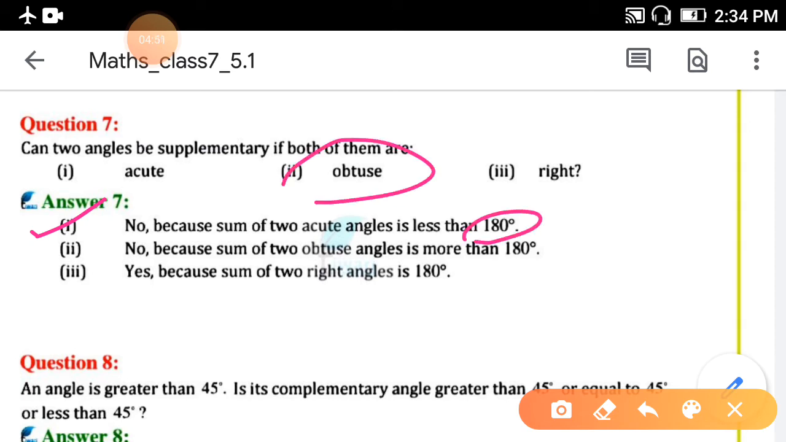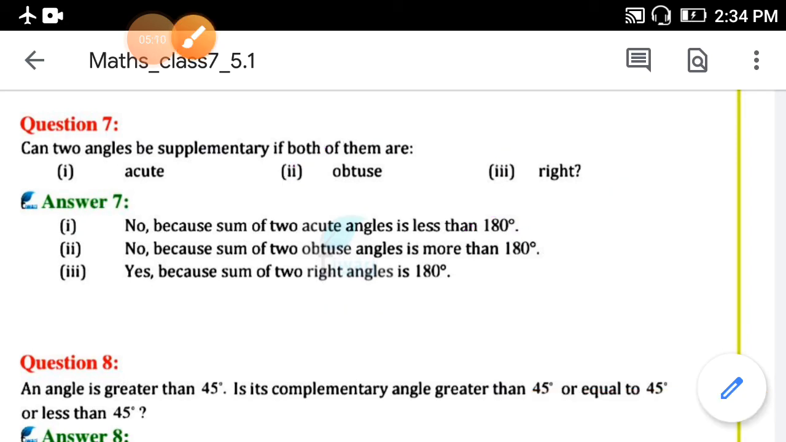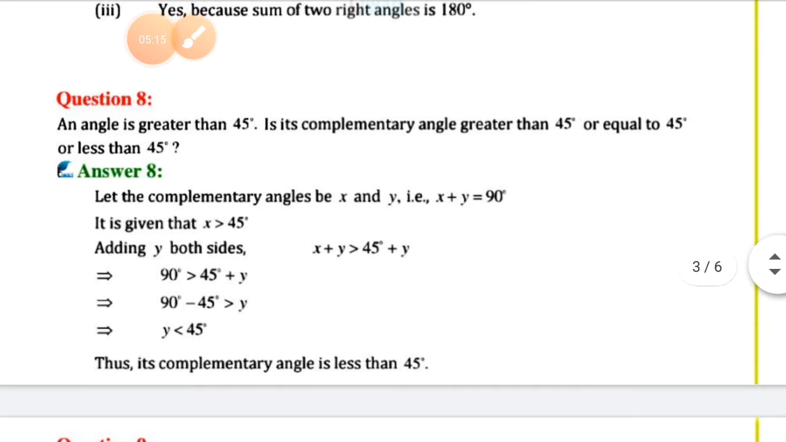Obtuse angles: because both are more than 90 degrees, if 91 plus 91, then also it will be more than 180 degrees. So it is also not supplementary. Exactly it should be 180 degrees. And right angles, yes, 90 plus 90, both angles are right angles. It means 90 plus 90, you will get 180 degrees.